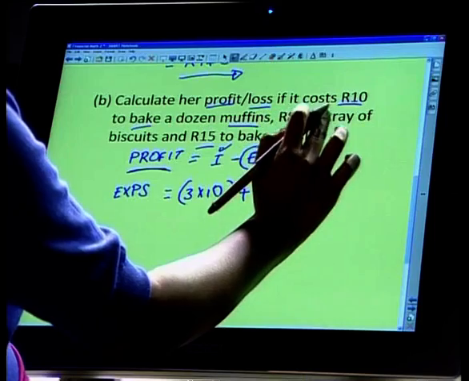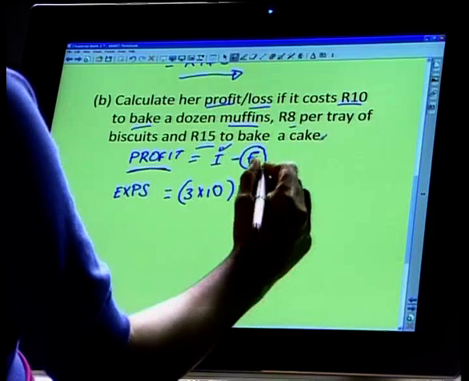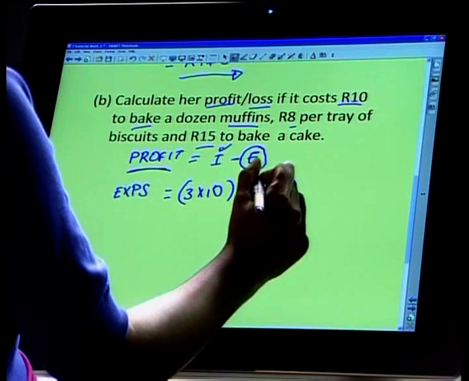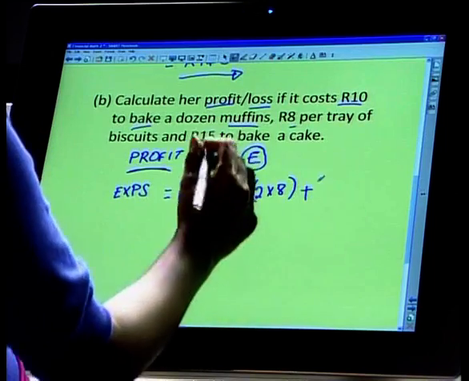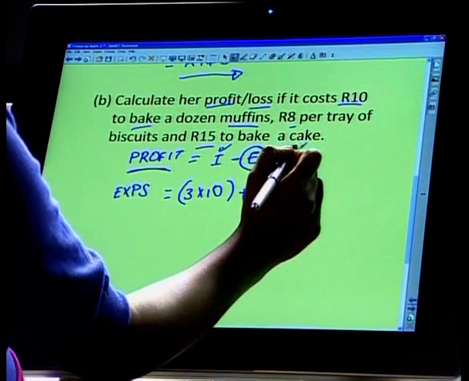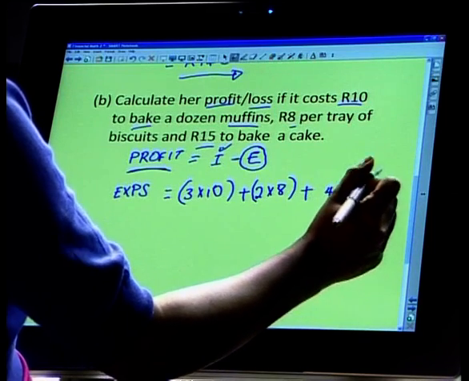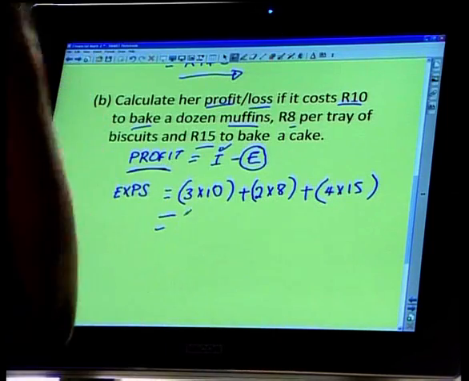Plus, it's 8 Rand per tray of biscuits, and she sells 2 trays. So therefore, in total, it's going to cost her 2 times 8 Rand to make 2 trays of biscuits. And it's 15 Rand to bake a cake, but she sells 4 of them. So in total, it's 4 times 15 to give us the total amount that she spends on baking the cakes.